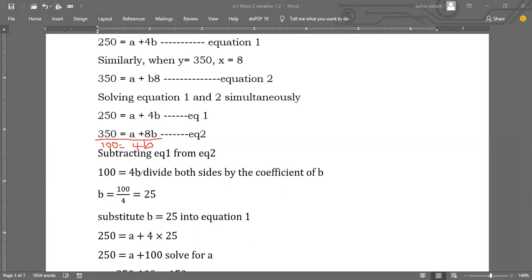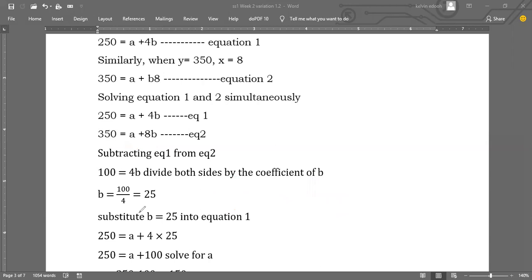4b. So divide both sides by the coefficient of b. Remember, it's simple to do that. You have 100 over 4 equals 4b over 4. That's what I mean by that. Divide both sides by the coefficient of b, which is 4. So 4 into itself is 1. 4 into 100, that is 25. So 4 here, 4 into itself 1. So we're having b equals 25. Okay, so let me clear the screen, please.